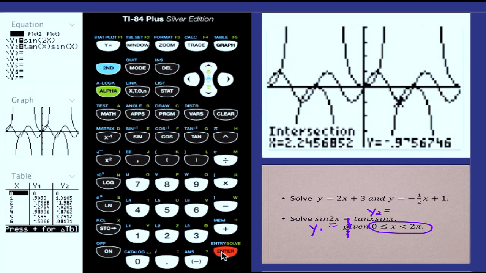And that intersection point is 2.256. And again, we're not worried with the y coordinate. That concludes our lesson on calculating intersection points of two equations.